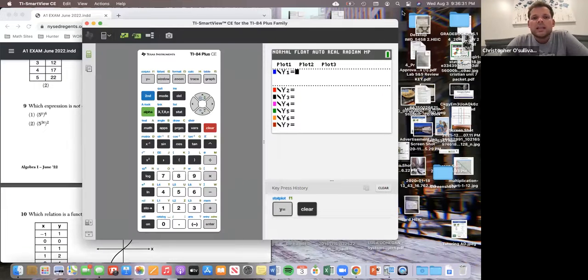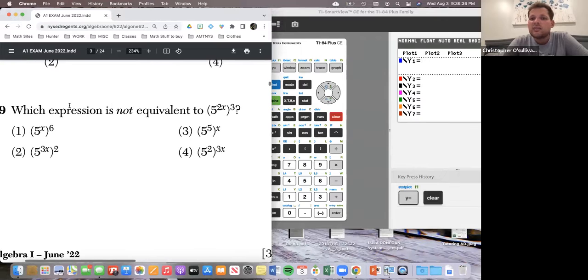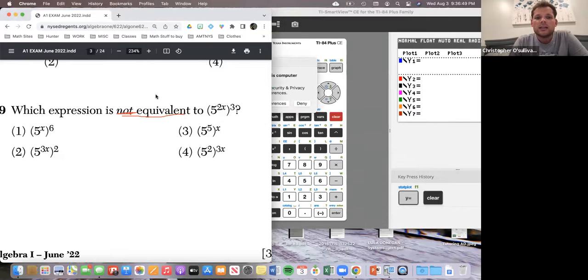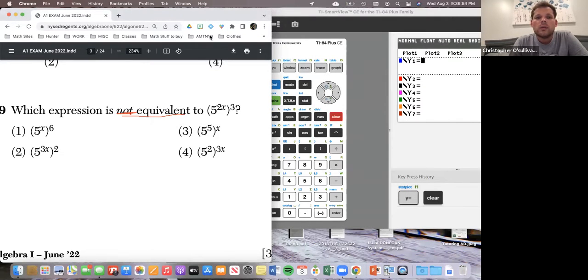If we look at question number 9, it says, which expression is not equivalent to 5 to the 2x to the third? One thing I want you to realize is that the phrase not equivalent is a key word that we need to really think about. This phrasing, not equivalent, is what we're really going to need to be looking at. So the key word is not equivalent.